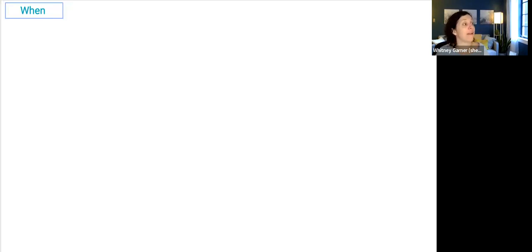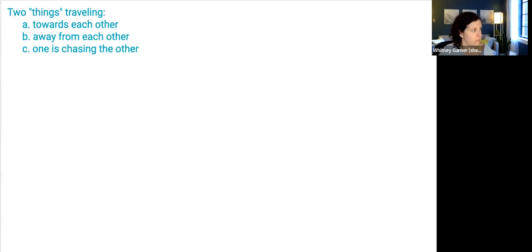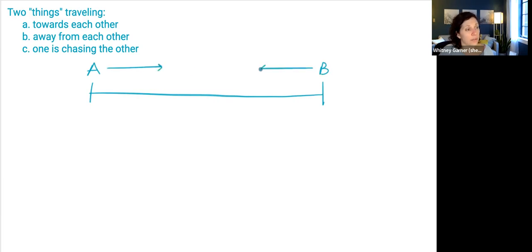So our last common scenario for driving is this idea that technically there's like three scenarios, but it turns out that two of the scenarios are the same. If you've got two things traveling, they can do one of three things. You could have two people or things on opposite ends of a distance, and they're traveling towards one another. That's situation A, they're traveling towards one another. You could have two things, and they actually start usually somewhere in the middle, right? They start in the same space.